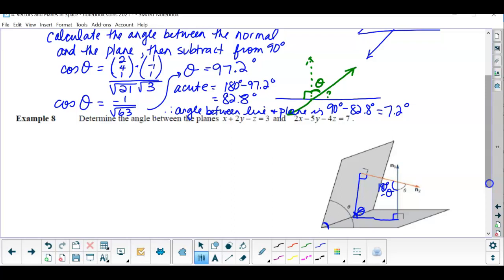So your normal here, 1, 2, -1, we've got normal 1, normal 2, 2, -5, -4. Okay, and find the angle between those normals.